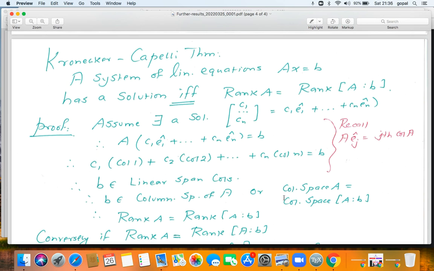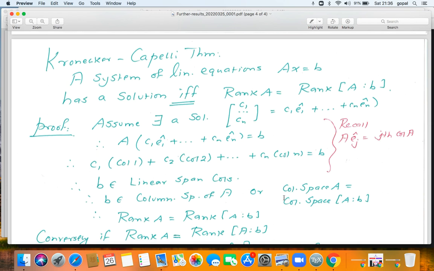But what is Ae1 cap? The first column of A. What is Ae2 cap? The second column of A. And so on. So what do we get? C1 times the first column plus C2 times the second column plus ... plus Cn times the nth column is B, which means B is a linear combination of the columns of A. That means that B is in the linear span of the columns of A.